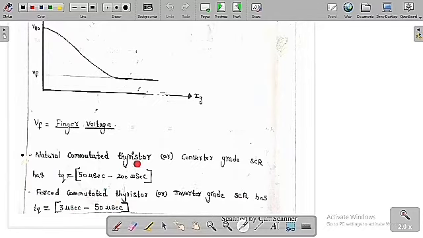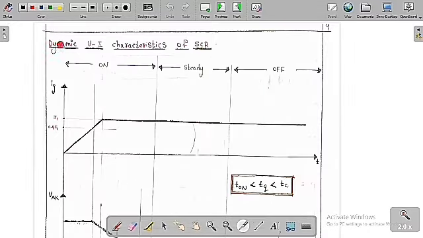So for the natural commutation thyristor or converter grade SCR, by reversing the supply voltage, naturally it can turn off in 50 microseconds to 200 microseconds. Whereas the forced commutation thyristor or inverter grade SCR, by using the external commutation circuit, we can forcefully turn off the device in 3 microseconds to 50 microseconds. Now we are going to discuss the dynamic VI characteristics of the SCR.